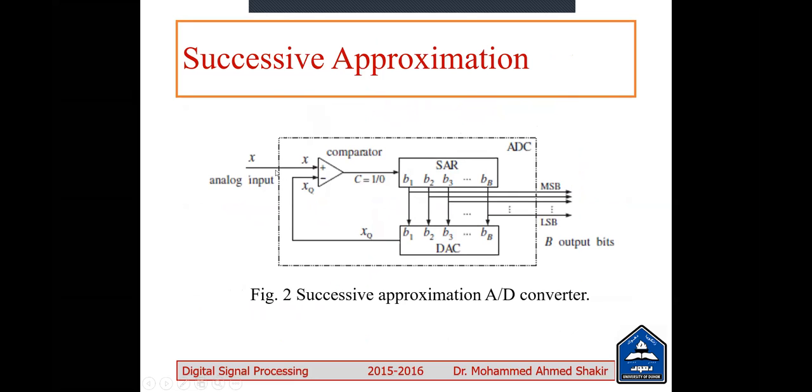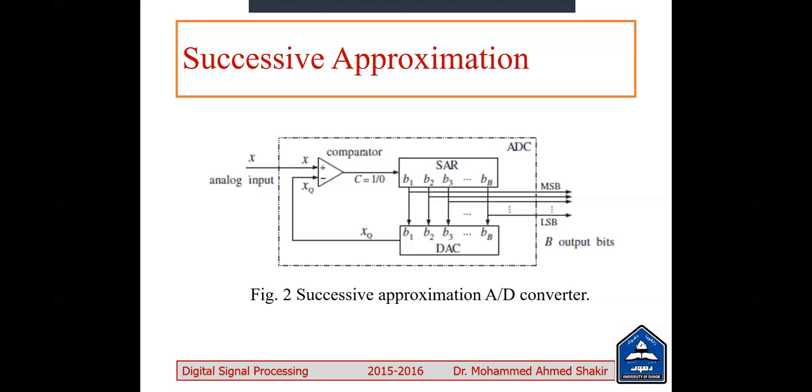Now, what are we going to do? We are going to compare X, the input of the successive approximation A to D converter, with XQ. Is the input greater than half of the range or not? If it's greater than half of the range, the output of the comparator will be 1. Otherwise, it will be zero.